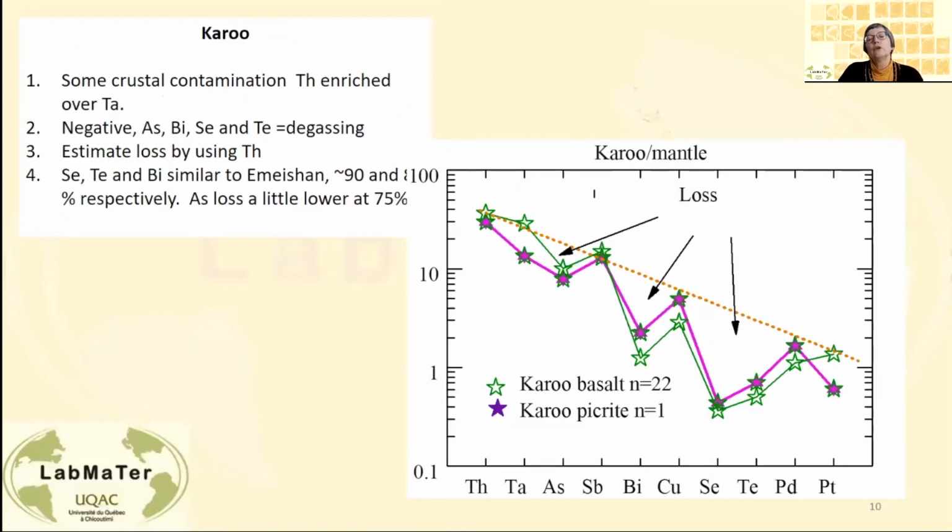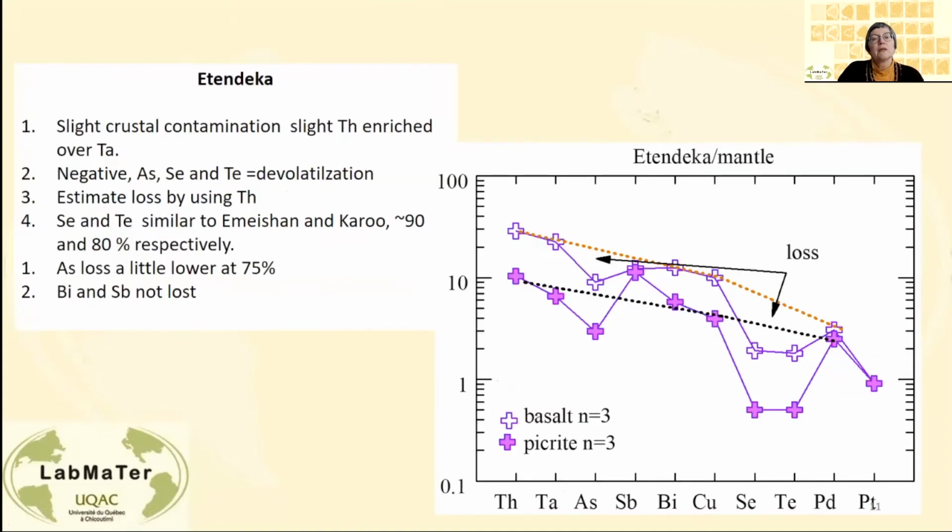The Karoo will give you the same sort of answer, except here we can see the effect of crustal contamination as well because the thorium goes up. Again, we're losing 90 to 75% of our TABs. And then there is the Parana, which is the equivalent of the Etendeka basalts in Brazil. We say it's the same type of thing.